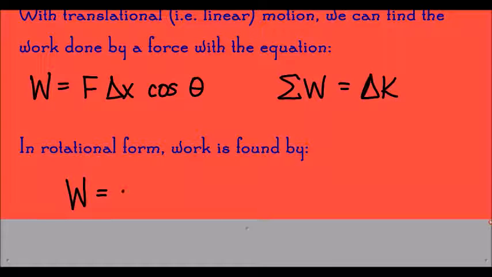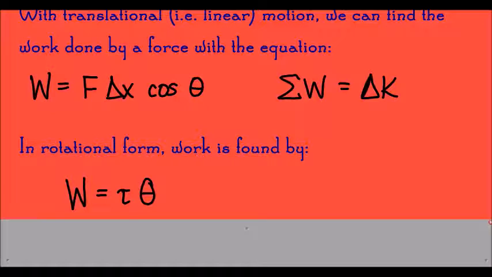So instead of force, we have torque. And instead of a linear displacement, we have an angular displacement, theta. This time we don't use the cosine of the angle because torque and angular displacement will always be in the clockwise or counterclockwise directions. One thing that'll make this a little bit different than when we used work in the linear sense is if we have a clockwise torque, we'll plug in a negative number for the torque in this work equation. Similarly, if we have a clockwise angular displacement, we'll plug in a negative for that angular displacement.